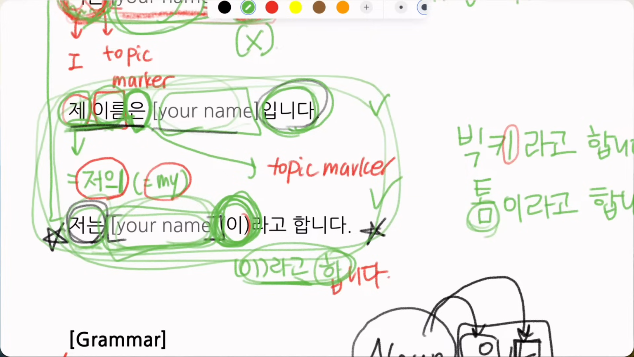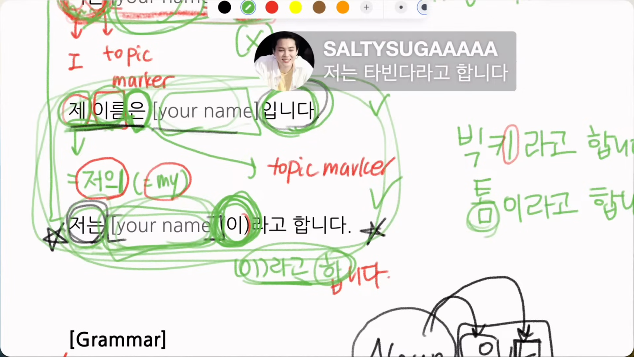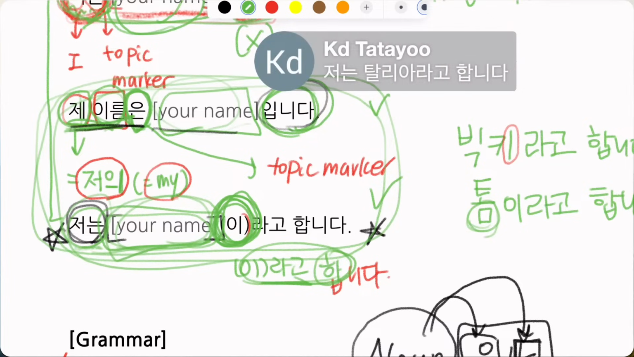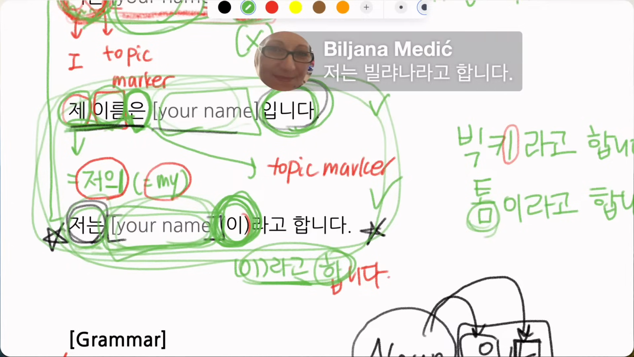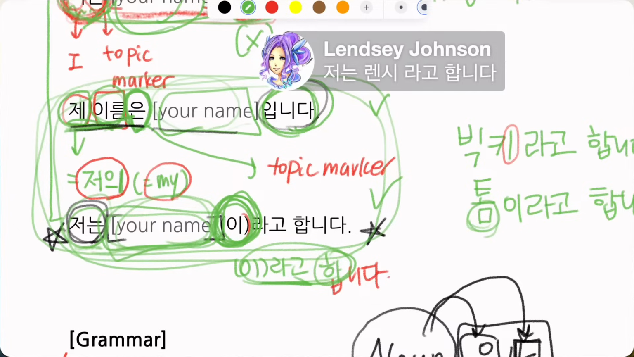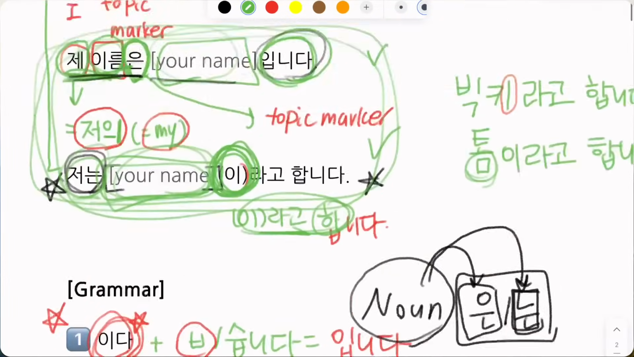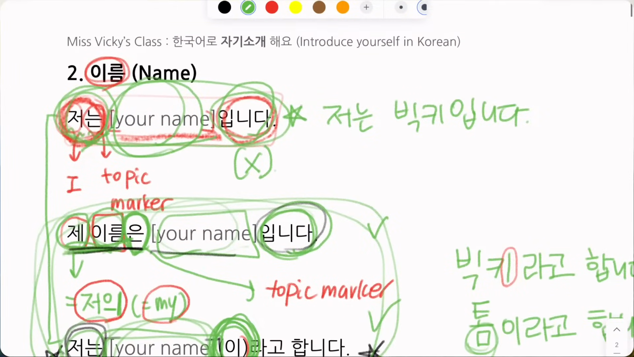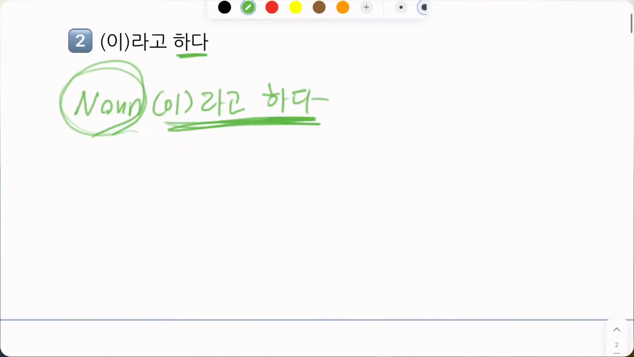그 다음에 Trevor이라고 합니다. 좋아요. 타빈다라고 합니다. 탈리아라고 합니다. 마디라고 합니다. 발리아나 오케이 좋아요. 아냐라고 합니다. 그 다음에 렌시라고 합니다. Alright, 좋아요. 다 잘했어요.